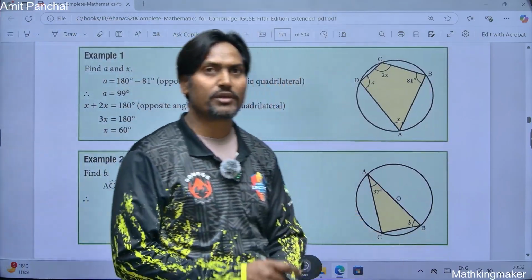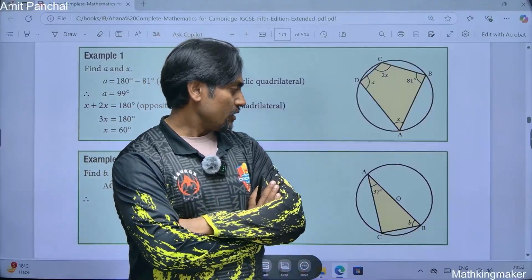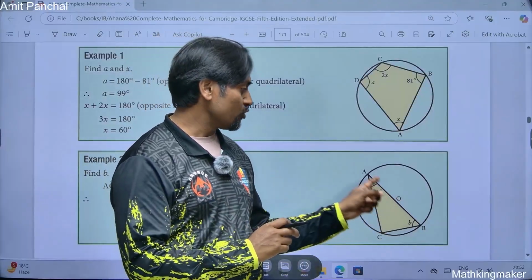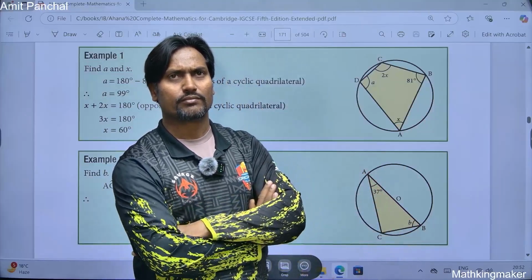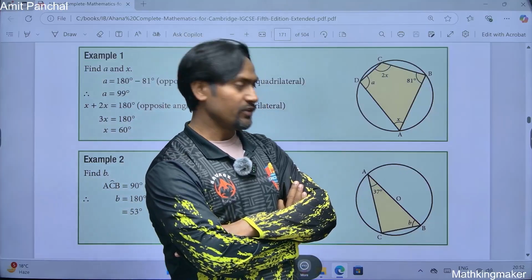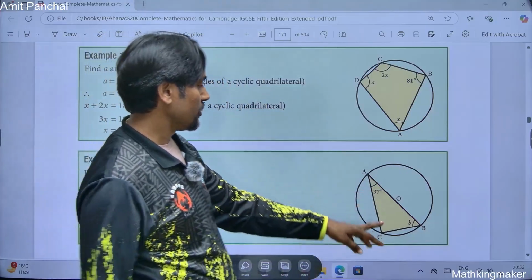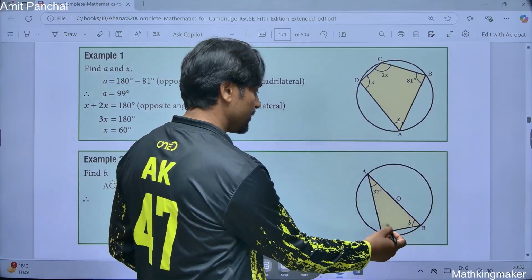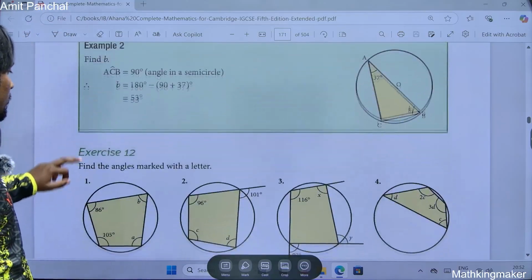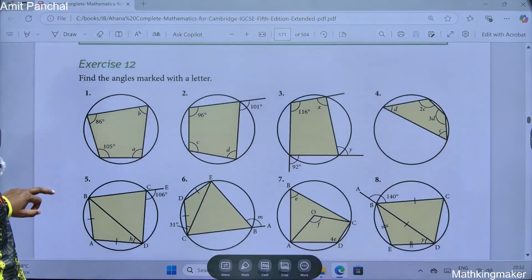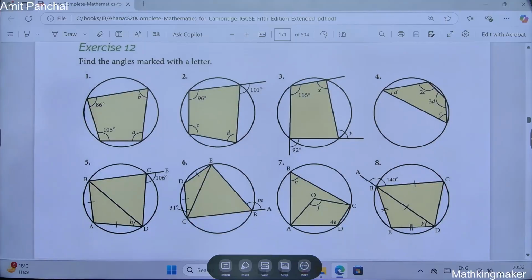Can you find out b? As it is passing through the center, it is definitely a diameter. 53. Yes, because this is definitely 90 degrees. Very good. Now this is your exercise 12. Just go through it and find out the answers.